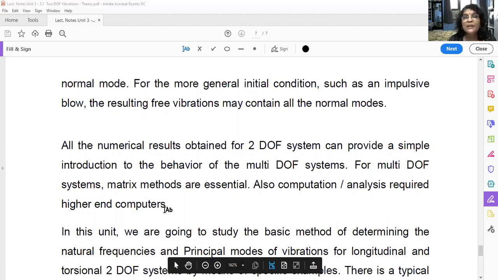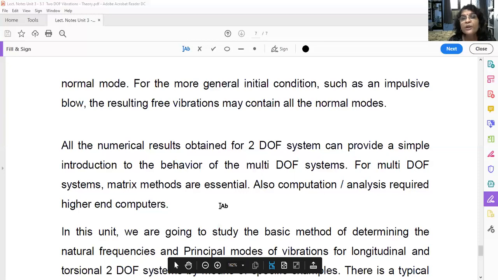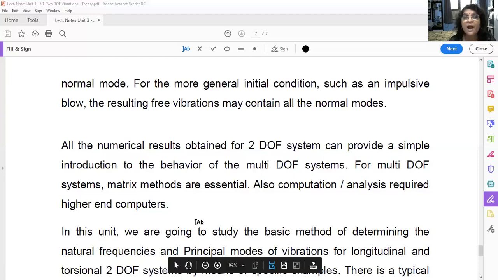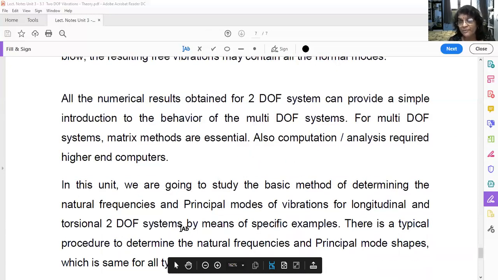For a multi-DOF system, matrix methods are essential because, as I told you, too many parameters are involved: M1, M2, M3, M4, K1, K2, K3, etc. With too many parameters and too many equations, it is not possible to solve by simple equations. So here we are going to use the matrix method for multi-DOF systems, but not for the 2 DOF system. Also, the computation or analysis requires higher-end computers because there are many big equations which take much time to solve.